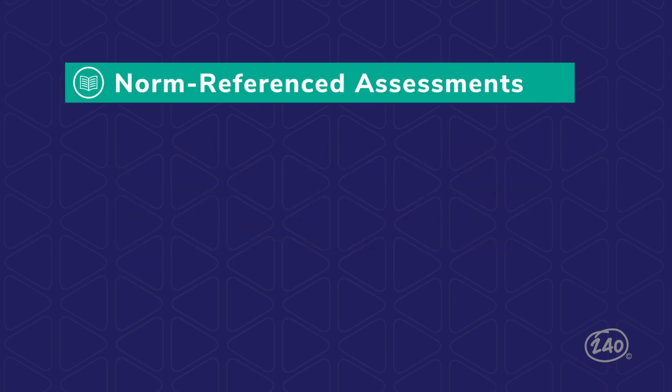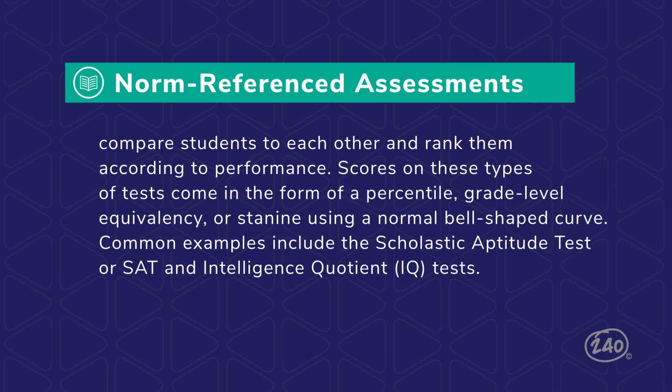Norm-referenced assessments compare students to each other and rank them according to performance. Scores on these types of tests come in the form of a percentile, grade level equivalency, or stanine along a normal bell-shaped curve. Common examples include the SAT test and IQ tests. In other words, criterion-referenced assessment looks at how students perform against a set criteria. Norm-referenced assessment looks at how students perform against the normal curve.